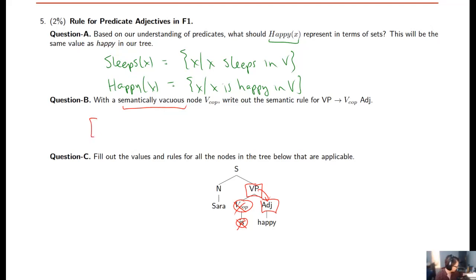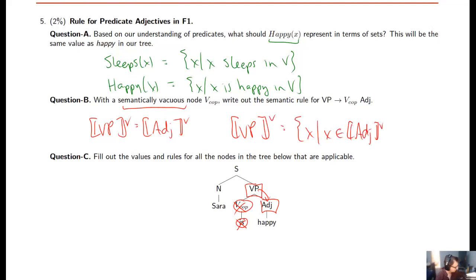And there's a couple ways to do this. The easiest way is just to write that the VP has the same meaning as adjective. But there is a slightly more complicated way, by writing it as a set, the set of X such that X is in the adjective. But both of these are exactly equivalent. So two ways of writing that out.